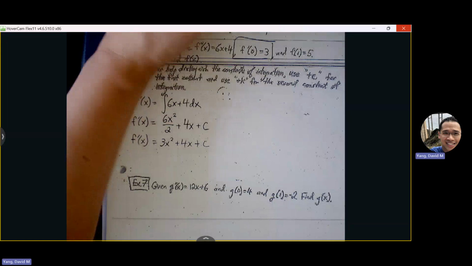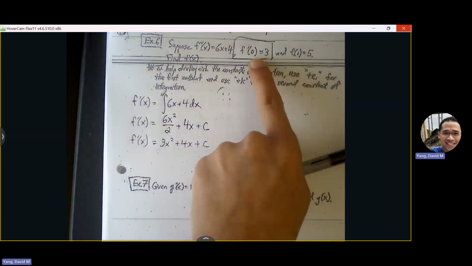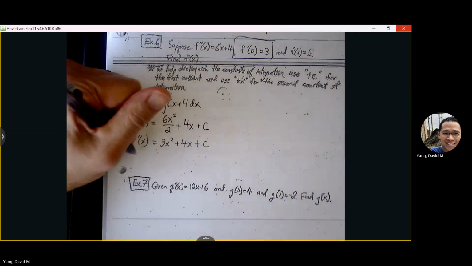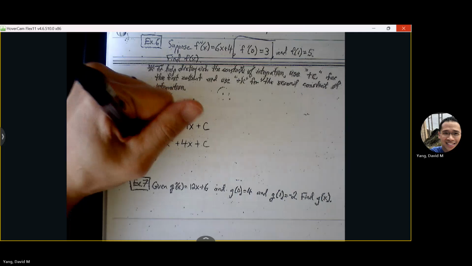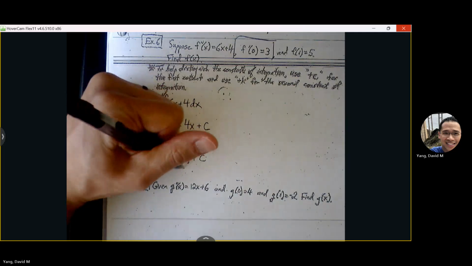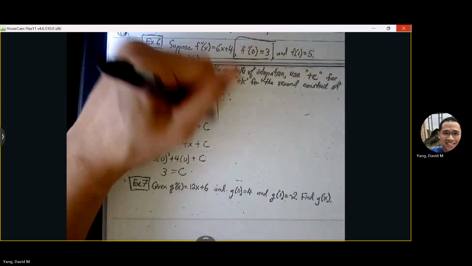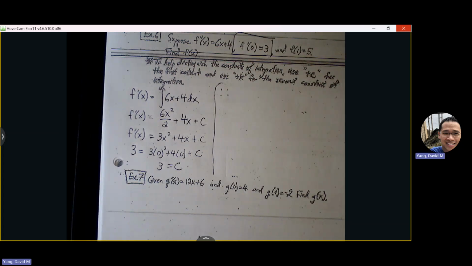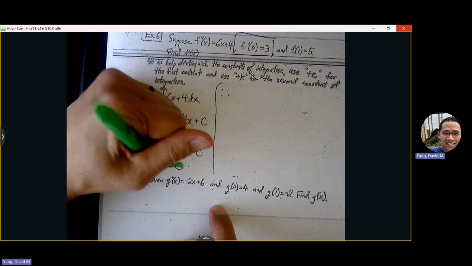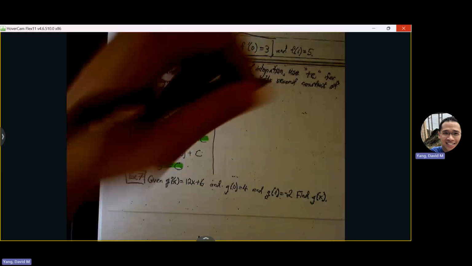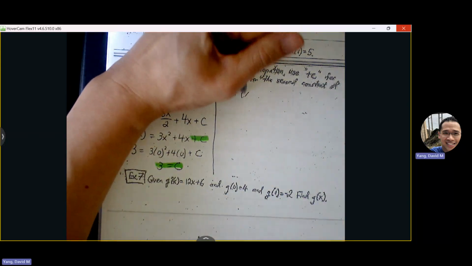We have an ordered pair at the f prime level. So we can plug 0 in for x and 3 in for the f prime, and then we can solve for c. So when I solve for c, I got c equals 3. So I'm going to take my c equals 3 and update my f prime. And then I can take the step up to f of x.